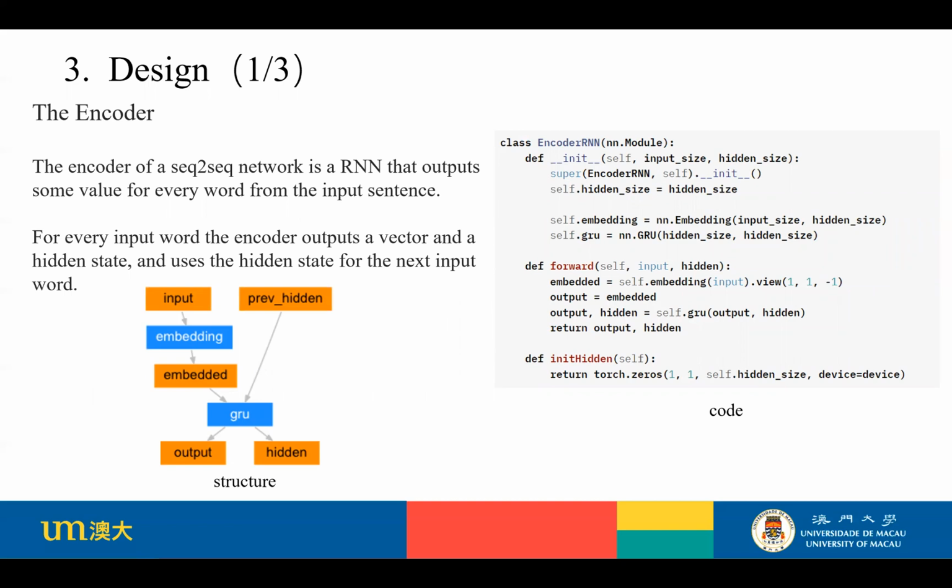First is the encoder. The encoder of the sequence-to-sequence network is an RNN that outputs some value for every word from the input sentence. For every input word, the encoder outputs a vector and a hidden state, and uses the hidden state for the next input word. We can see the structure and the code in the picture.